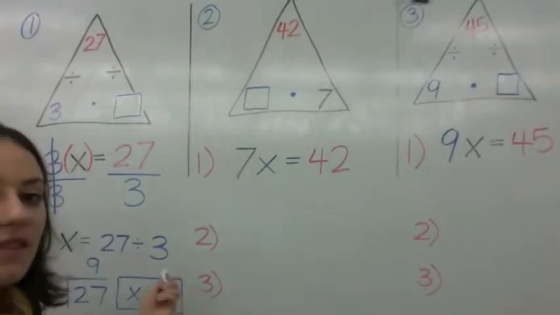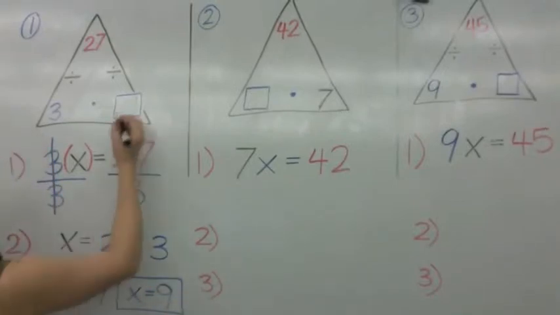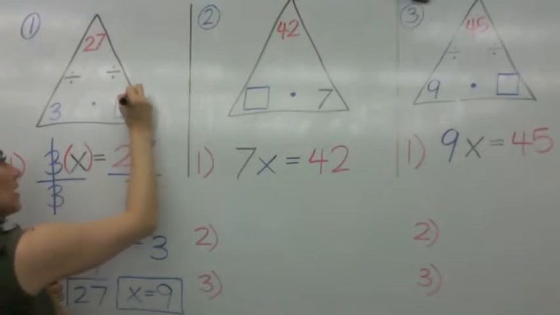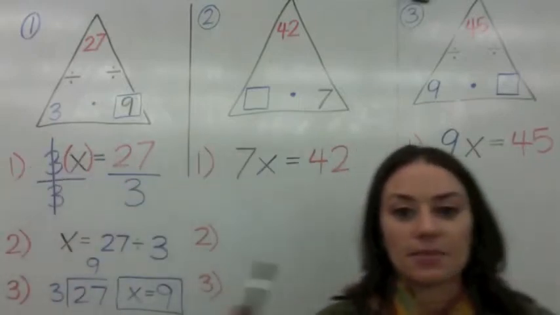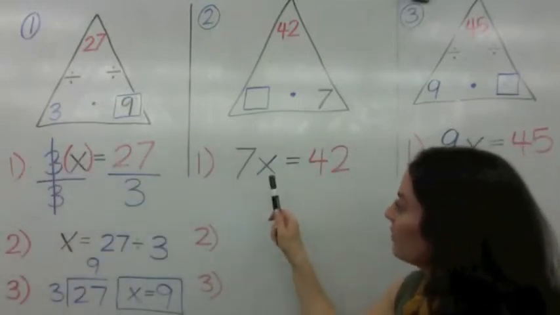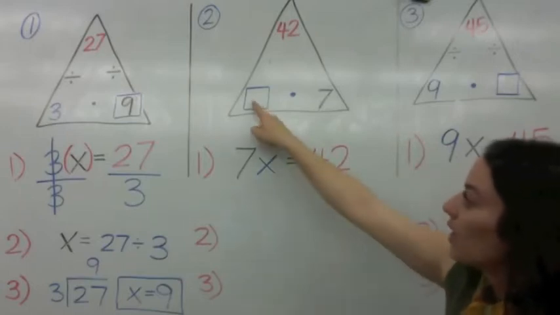Okay. So the last step is putting a 9 in the box, because that is the answer. All right, guys. Next step. Now it's getting a little simpler. If 7 times a number equals 42, what is that number?